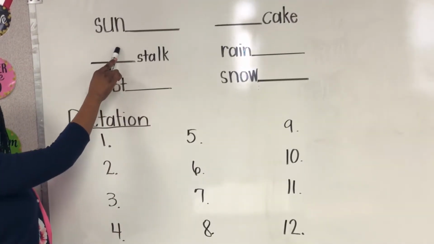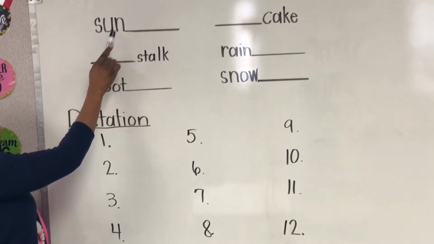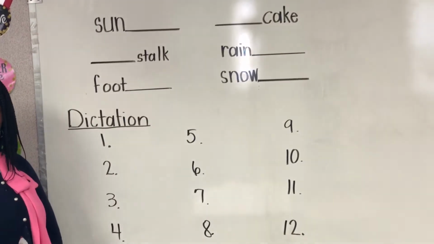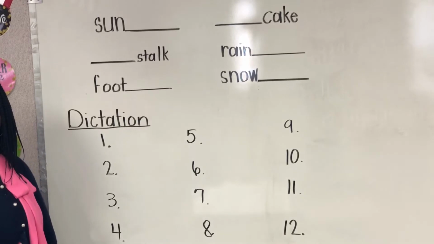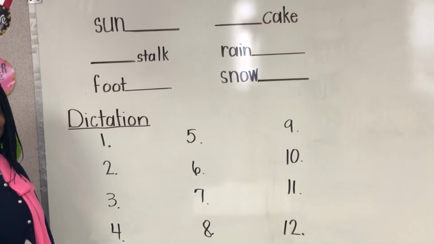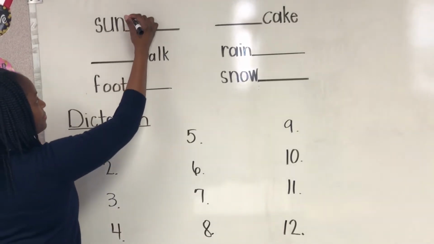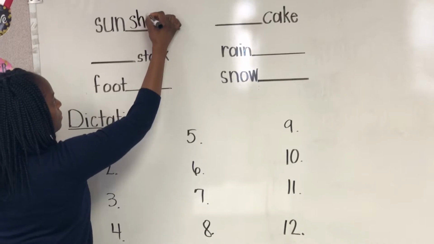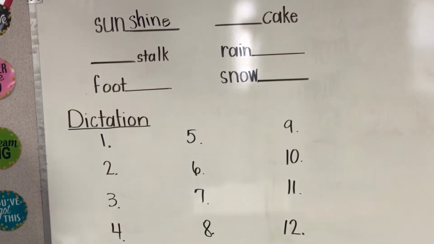The first word of my compound word begins with the word sun. I need to add another word to make a compound word. What word can I use? Sunshine. Now my two words is sunshine.